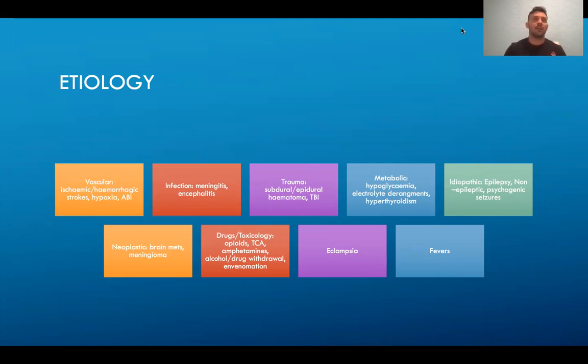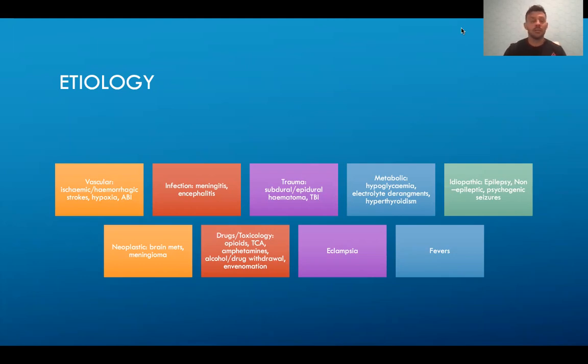Next, we've got idiopathic. So that covers epilepsy, and we can put in what used to be known as the pseudo seizures, which are now the non-epileptic psychogenic seizures. Neoplastic. So these unfortunate souls are the ones that have either brain cancer or cancer which has metastasized to the brain, resulting in things such as meningiomas or even space-occupying lesions.